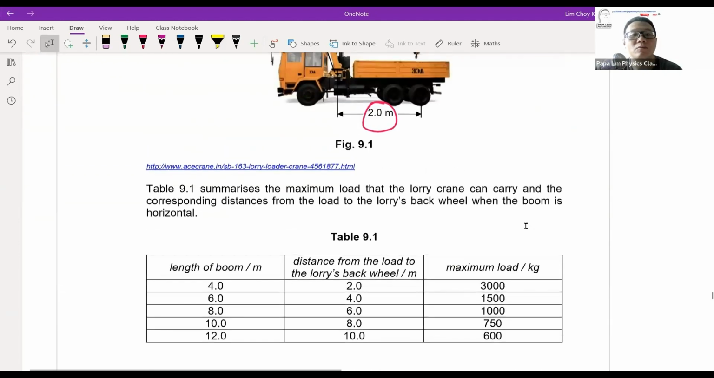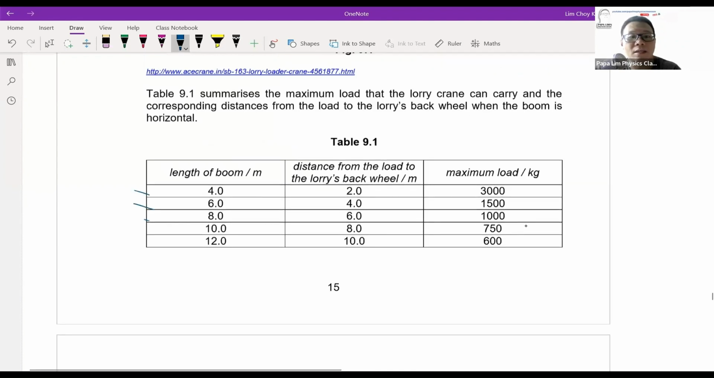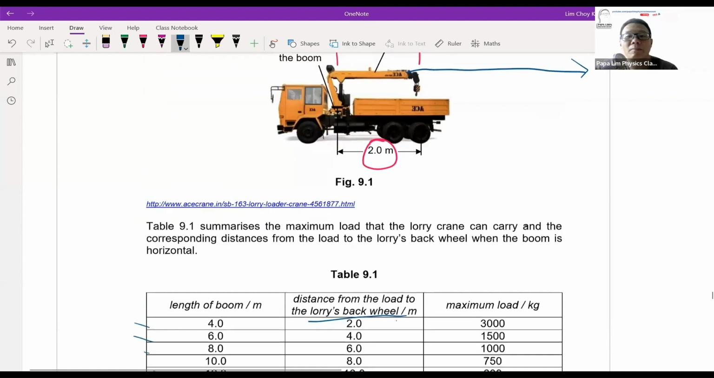Now, as we subsequently move on, you'll find that this part of the boom is extendable. So I can extend the boom to the length that I need. It can be 2 meters, it can be 4 meters. The default length is 2 meters. Then I can extend it to 4 meters, 6 meters, 8, subsequently to 12 meters. And then I give information about the distance from the load to the back of the wheel. The back of the lorry wheel is here.